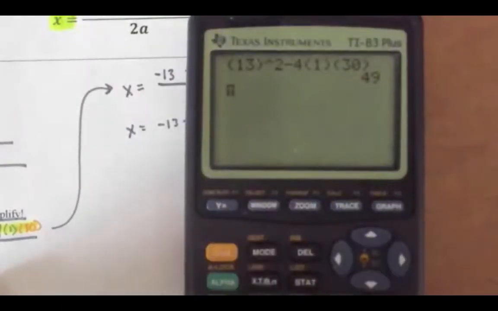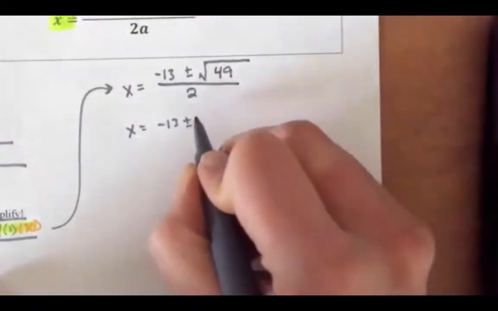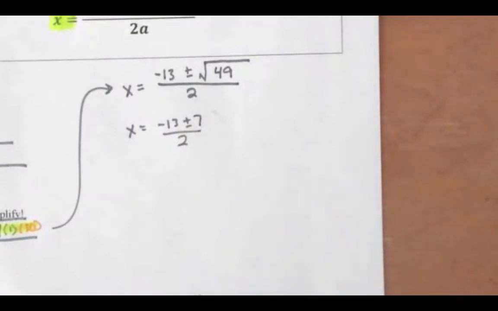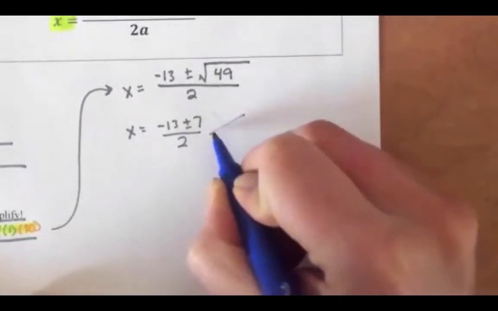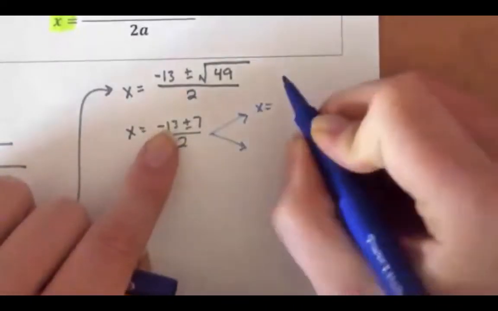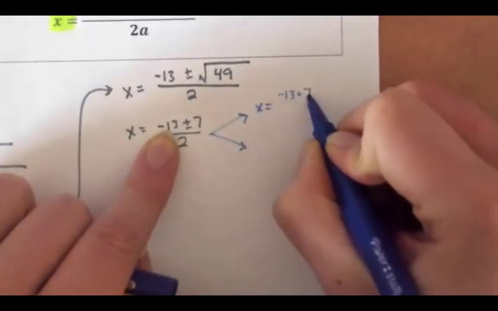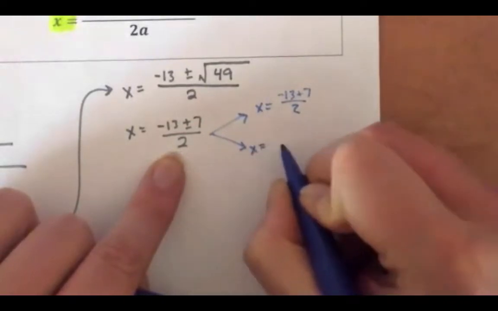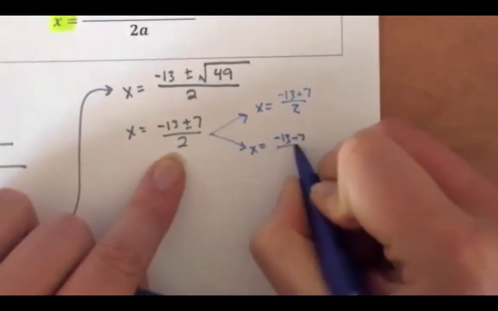On this calculator, I can type in the square root of 49 is 7, all over 2. Now here we go. We're going to break this up into 2 parts. In the first part, I'll have x equals negative 13 plus 7 over 2. In the second part, I'll have x equals negative 13 minus 7 over 2.